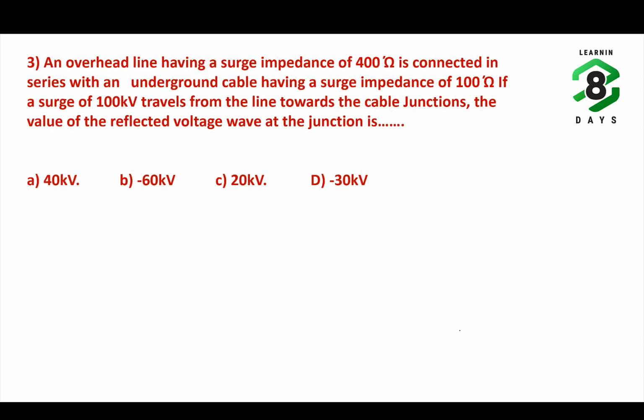Next, the third question in this lecture is, an overhead line having a surge impedance of 400 ohm is connected in series with an underground cable having a surge impedance of 100 ohm. If a surge of 100 kV travels from the line towards the cable junction, the value of the reflected voltage at the junction is. So in the question, there is an overhead transmission line which is terminated by an underground cable.